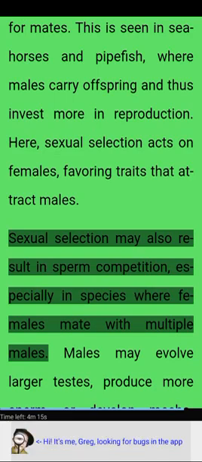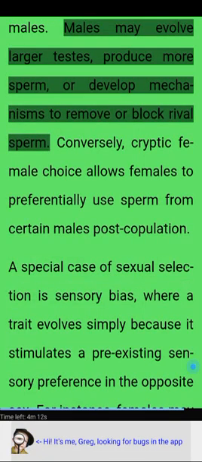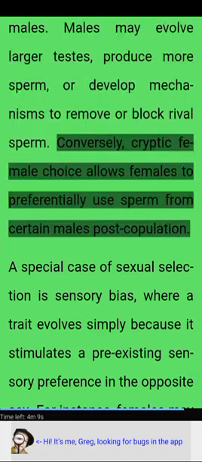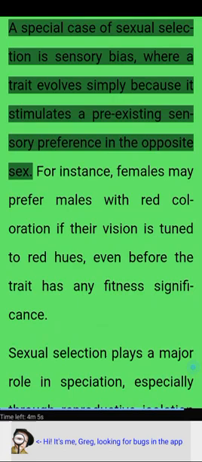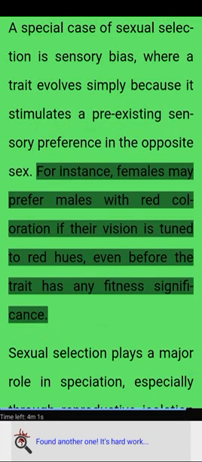Sexual selection may also result in sperm competition, especially in species where females mate with multiple males. Males may evolve larger testes, produce more sperm, or develop mechanisms to remove or block rival sperm. Conversely, cryptic female choice allows females to preferentially use sperm from certain males post-copulation. A special case of sexual selection is sensory bias, where a trait evolves simply because it stimulates a pre-existing sensory preference in the opposite sex. For instance, females may prefer males with red coloration if their vision is tuned to red hues, even before the trait has any fitness significance.